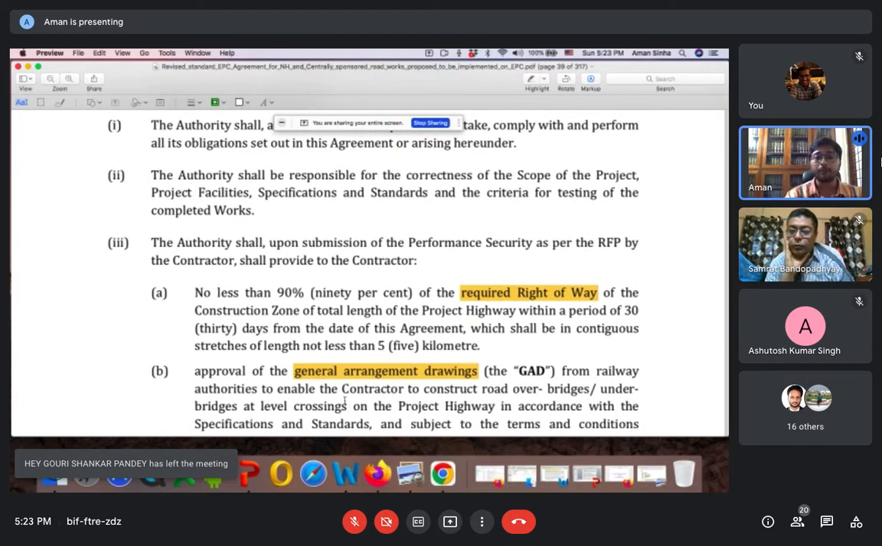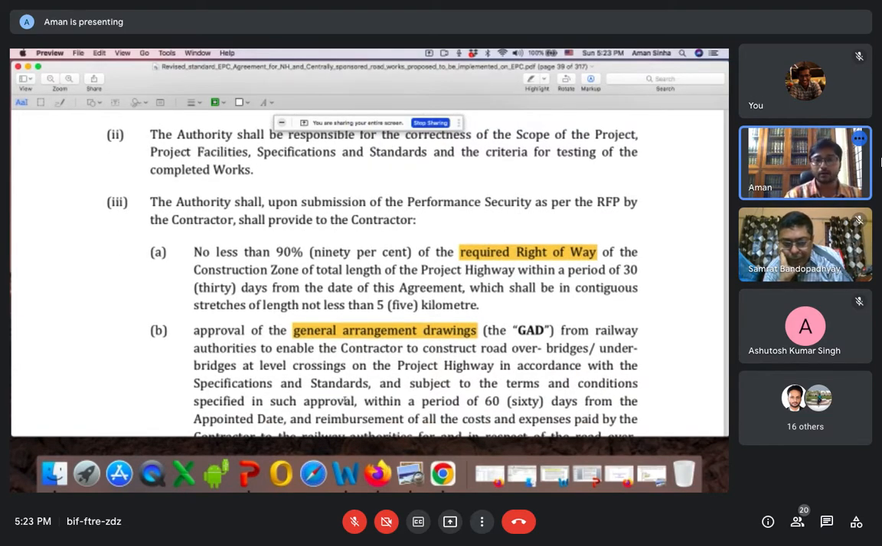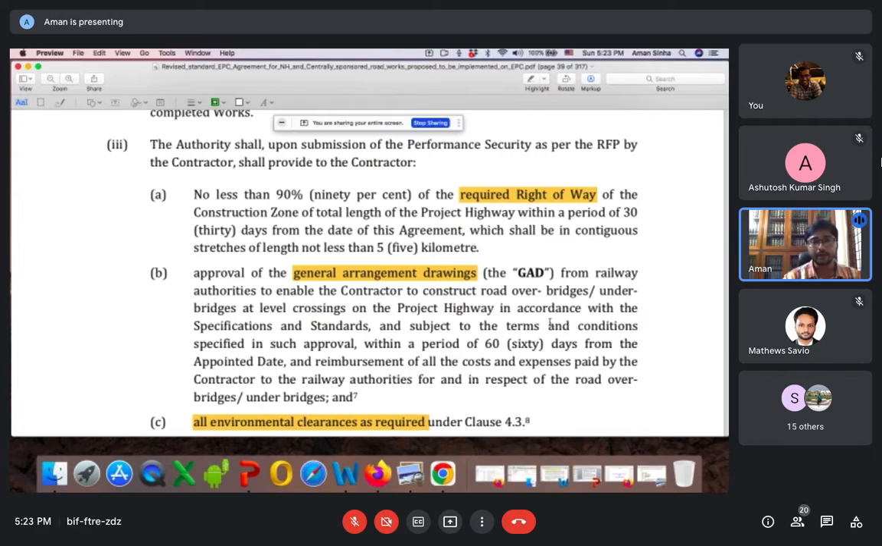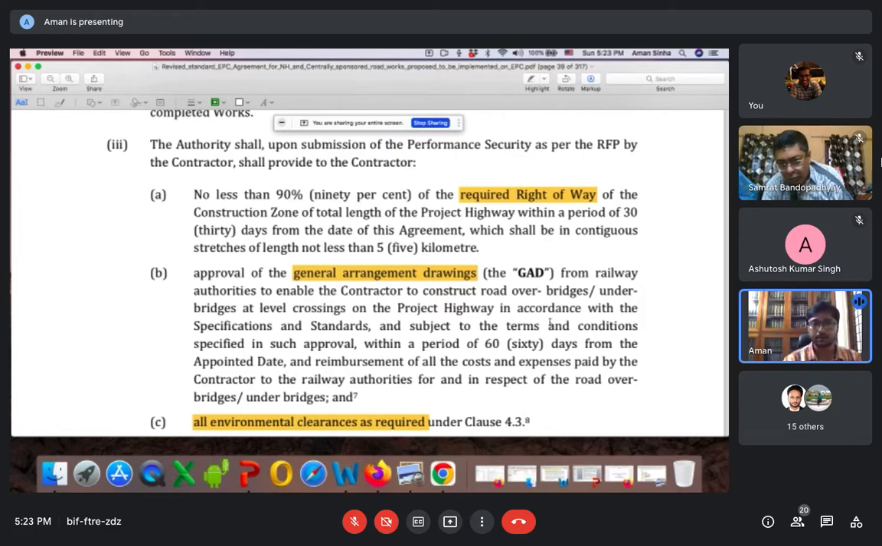And also the approval of the general arrangement drawing. So the basic drawing will be given by the authority. Although this deals with the railway, usually in a construction contract the authority will provide you with the drawing or with the work program, and based upon that, the contractor will give their work program in various methods, like we say CPM, PERT. What is CPM PERT? It's the Critical Path Method; Program Evaluation Review Technique is PERT. So based on that also the work program is given, and the contractor will also provide the drawing.